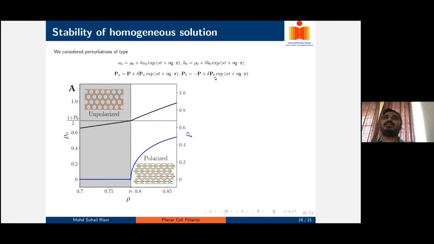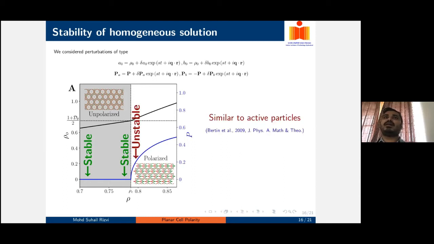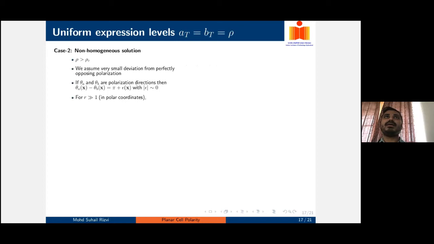But if you look at the perturbations of this type, which depend on spatial location, then what we find is that the unpolarized state remains stable, but the polarized state is not stable. So the polarized state becomes unstable, and this behavior is quite similar to the result in case of the hydrodynamics of active media. So there also it is seen that the polarized state does not remain stable in presence of non-homogeneous perturbations.